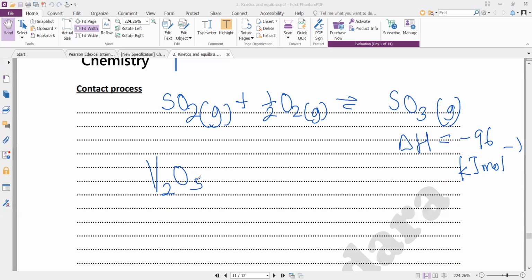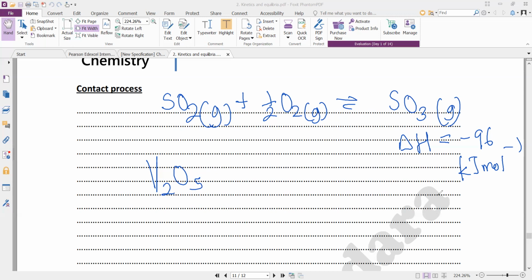And second, at low temperature the catalyst would not be very effective. Therefore, a moderately high temperature of 450 degrees Celsius is used.